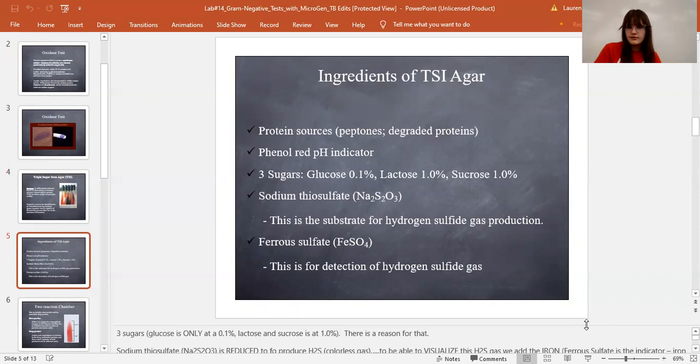Ferrous sulfate is the detection. It is very similar to the phenol red pH indicator. It does not play a role in the actual chemical equation or the chemical reaction. It is simply there for detection. It gives you the black color, right? So remember those two differences. Those get mixed up very, very easily because of the sulfates at the end.